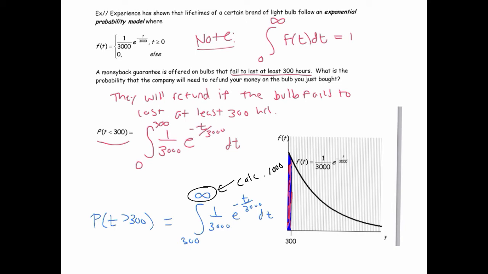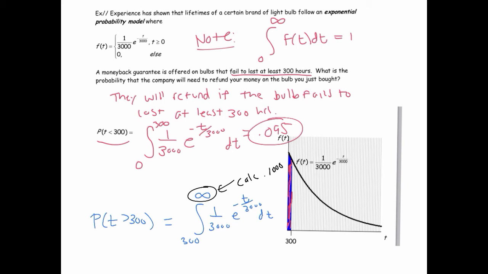So that's just the basic introduction to probability density functions. I'm not going to do much more with this other than compute the answer. This ends up being about 0.095. So there's a 0.095 chance that you're going to get a refund, or that the bulb will last fewer than 300 hours.